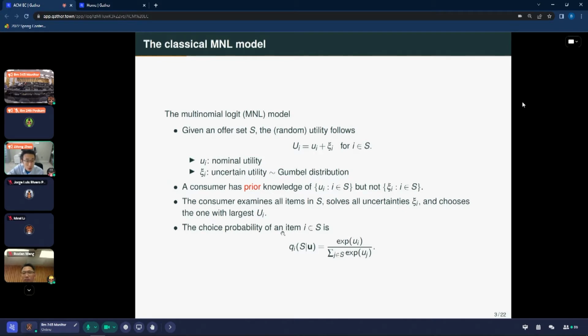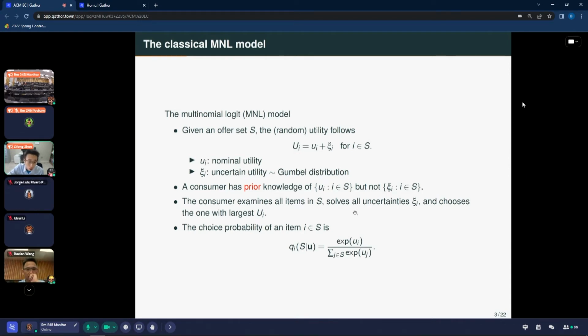Okay, so we start with the classical MNL model, which has been introduced in this workshop before, right? So basically, the traditional MNL model assumes that given an offer set S, each item I in this offer set assumes a random utility, right? So this capital U_i can be decomposed into a nominal utility u_i and an uncertainty part epsilon_i, right? So the consumer has prior knowledge, has expectation, which is this u_i. So the consumer knows this little u_i, but due to idiosyncratic errors, they don't really know this capital U_i, right? So they need to actually solve this epsilon_i, right?